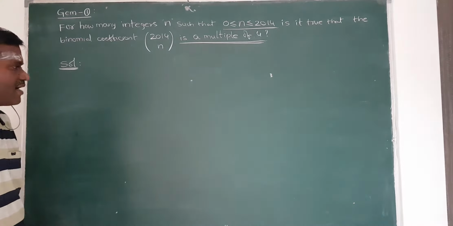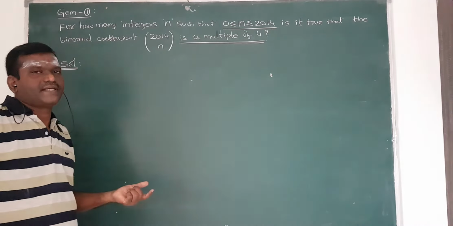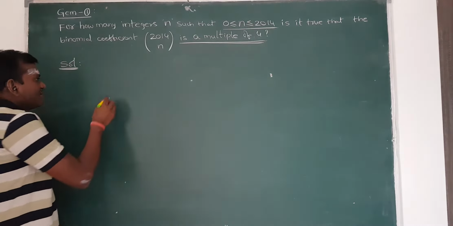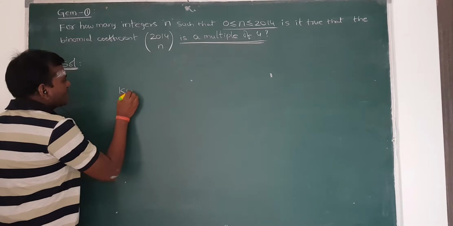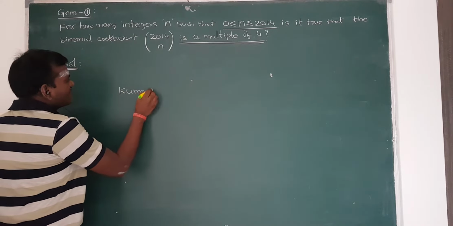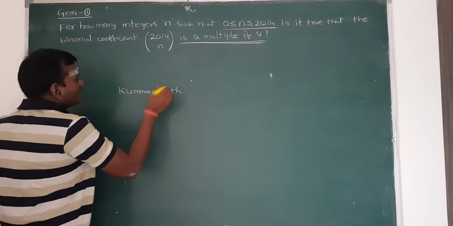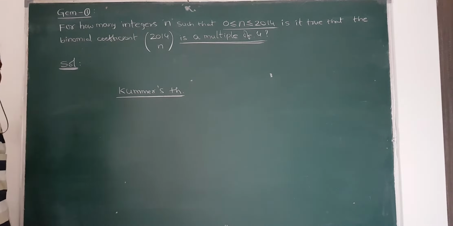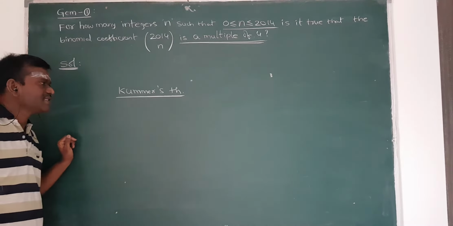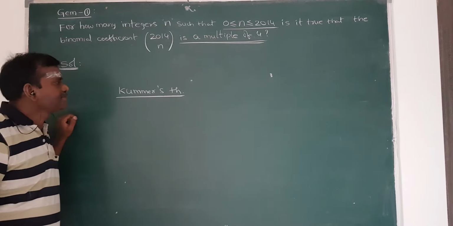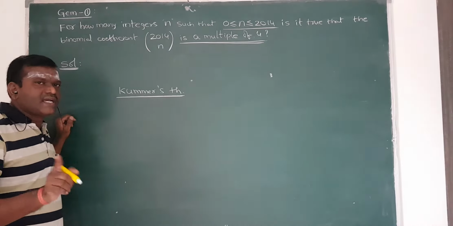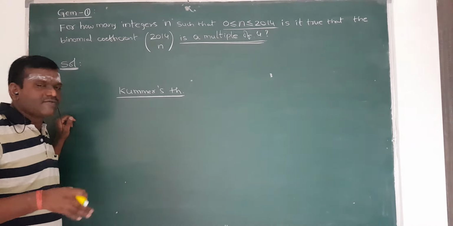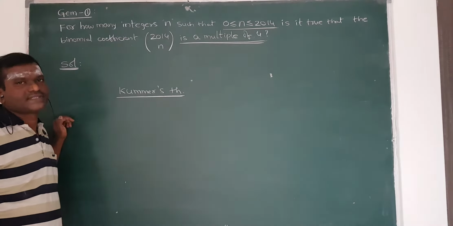So here I want to introduce a new concept, Kummer's theorem. First I will explain Kummer's theorem and I will give some examples. Then we will come back to that question and see how Kummer's theorem was used to solve it. I am not telling the original statement, I am telling only the simplified statement of Kummer's theorem.